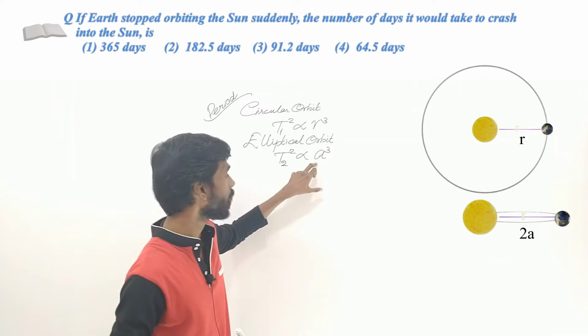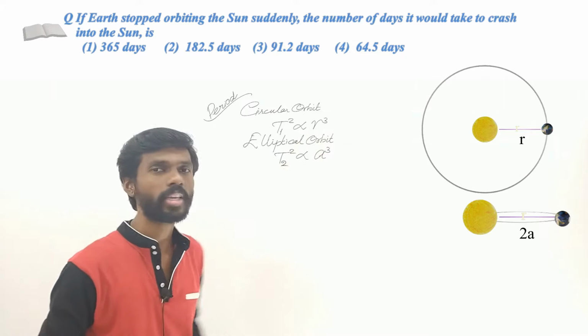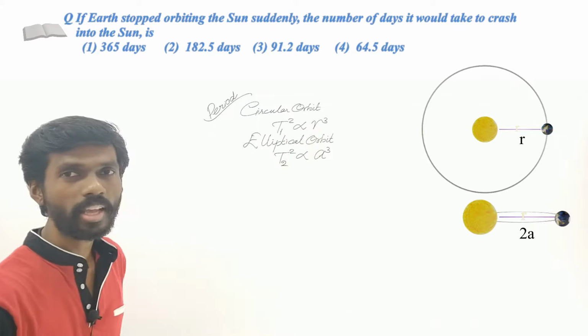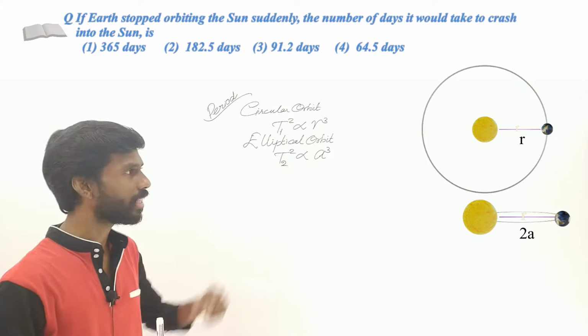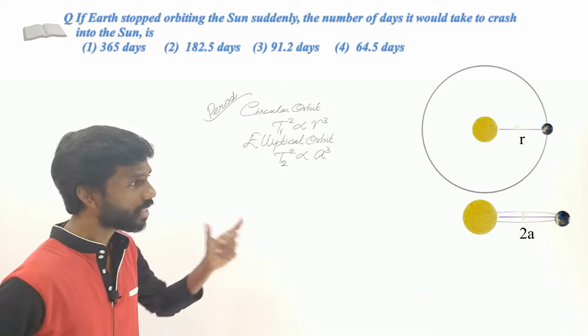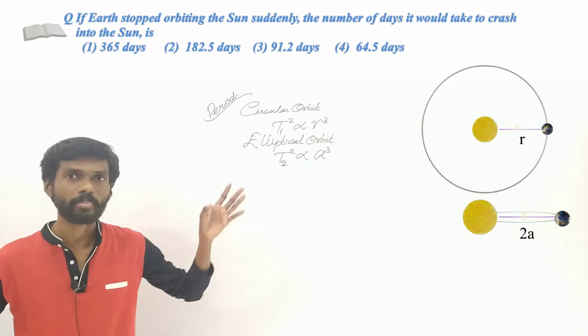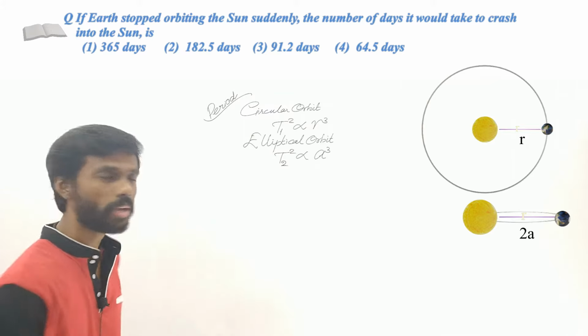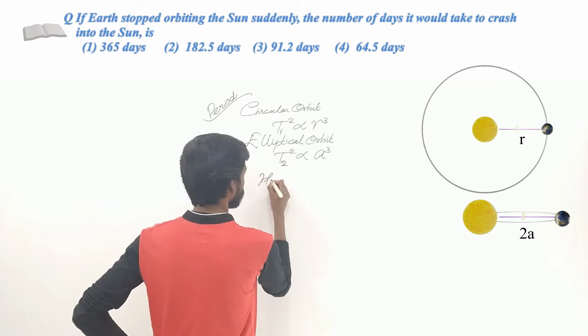So semi-major axis here, and this is the radius of the circle. Now, there is a relation between this r and a. See, in the first case, the distance between the sun and the planet is the radius r. But in the second case, the distance between the sun and the planet is the total major axis of the ellipse, so 2a.